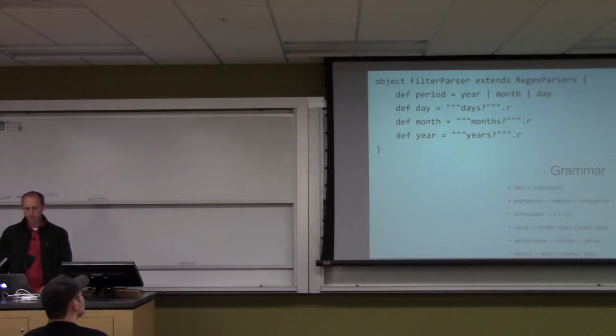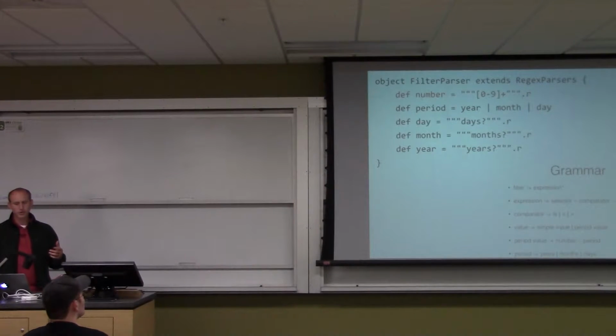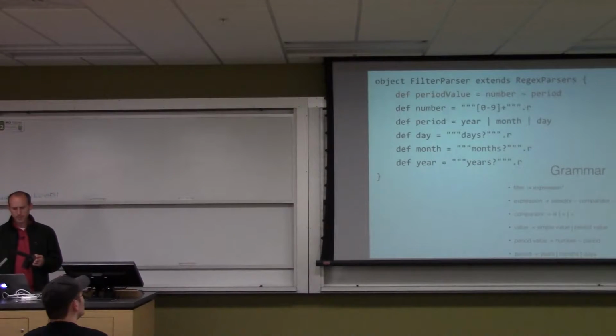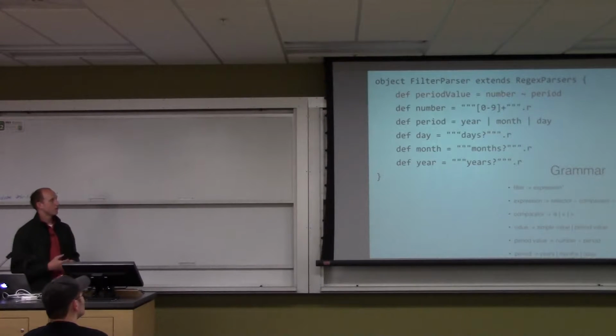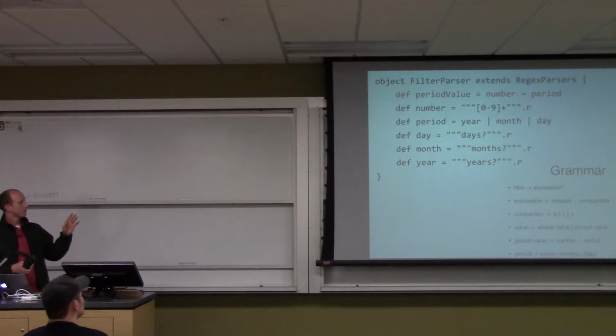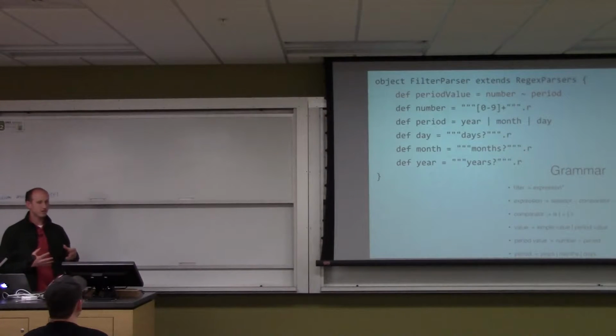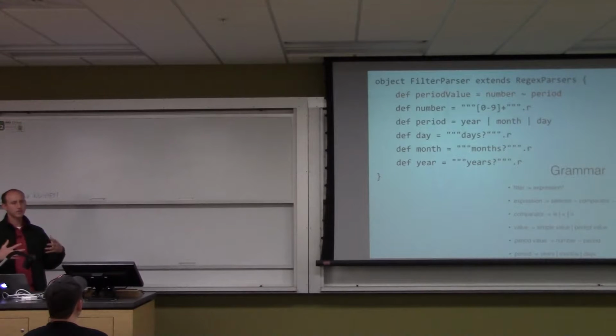Let's move on. I think we can go a little bit quicker on this one, but this is how we would define a number. It's going to be one or more numerical digits. That's how we do that with regular expressions. And then now we can do period value. Here we use the tilde, which we used in our grammar, but in Scala, in RegexParsers, the tilde operator combines two parsers. You have to have the first one followed by the second one. There's no optional thing in between there.